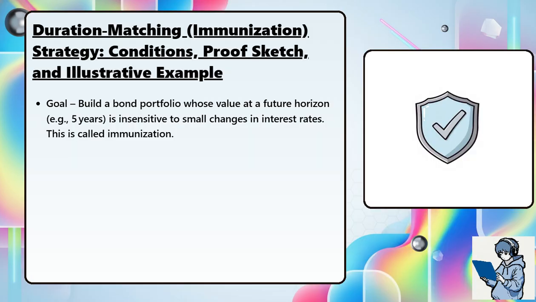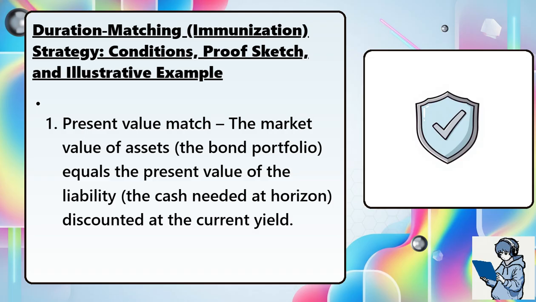Goal: build a bond portfolio whose value at a future horizon, for example 5 years, is insensitive to small changes in interest rates. This is called immunization. Key conditions. 1. Present value match. The market value of assets, the bond portfolio, equals the present value of the liability, the cash needed at the horizon discounted at the current yield.